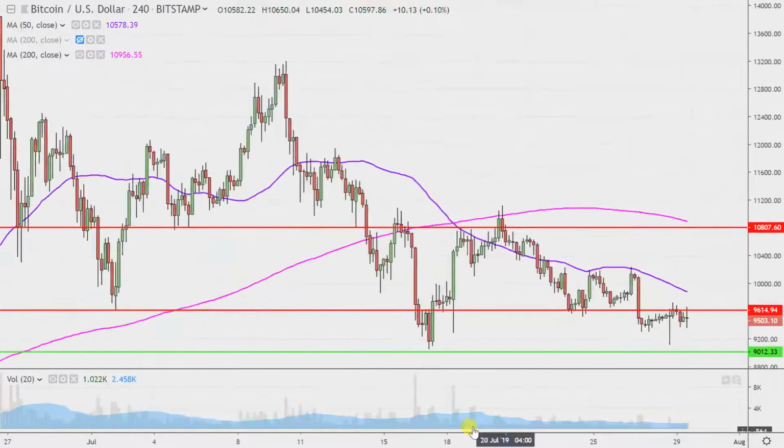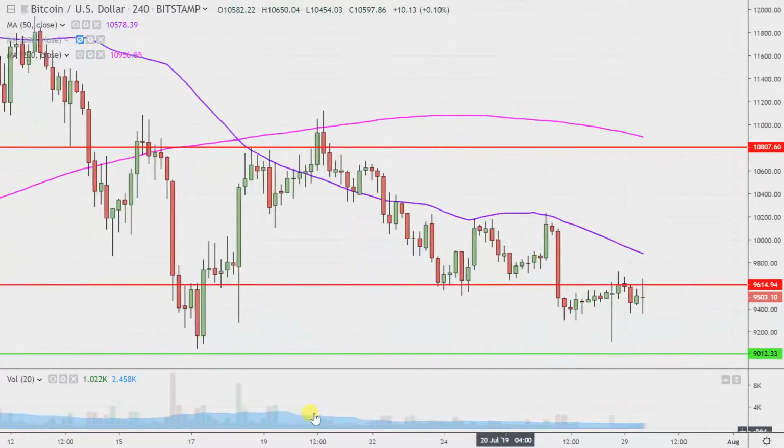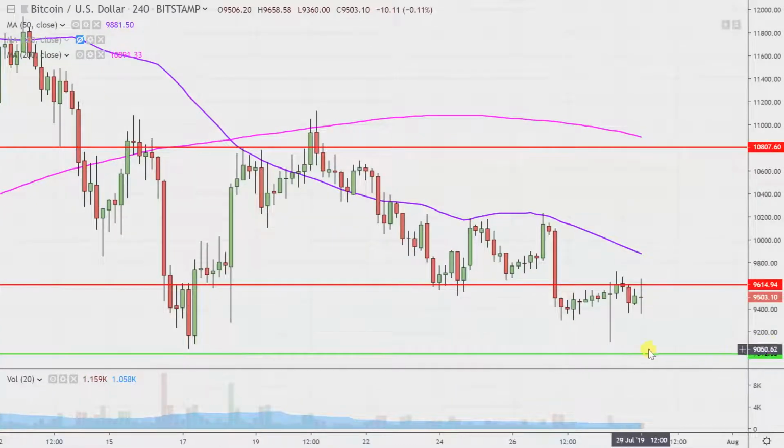But as of right now, the bears definitely won out over the weekend, and now it's all about this $9,000 level and seeing if the bulls can hold strong down there or not. So we'll see what happens over the next 24 hours until I'm back to update it again.